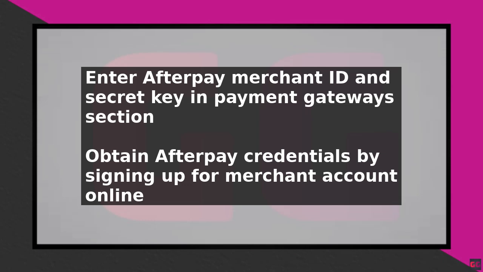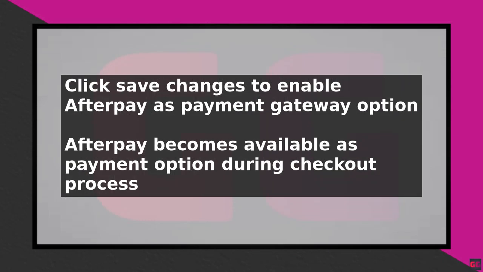To customize the Afterpay payment option, click on the Edit Payment Gateway button next to the Afterpay option. Here, you can specify the countries where Afterpay is available, set a minimum and maximum order total for Afterpay purchases, and choose whether to display the Afterpay payment option on the cart page or only on the checkout page.